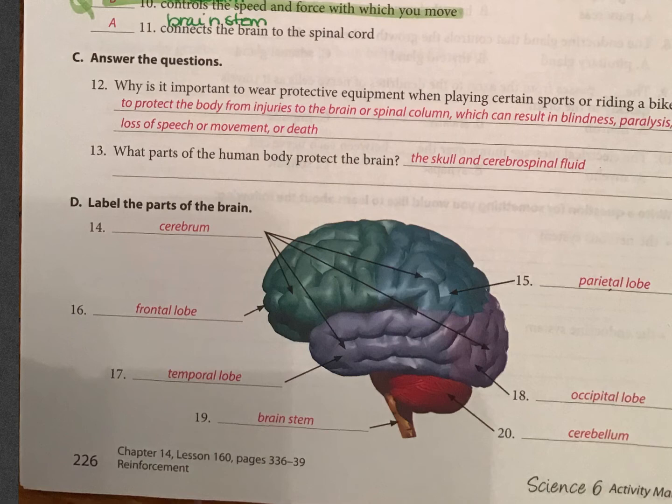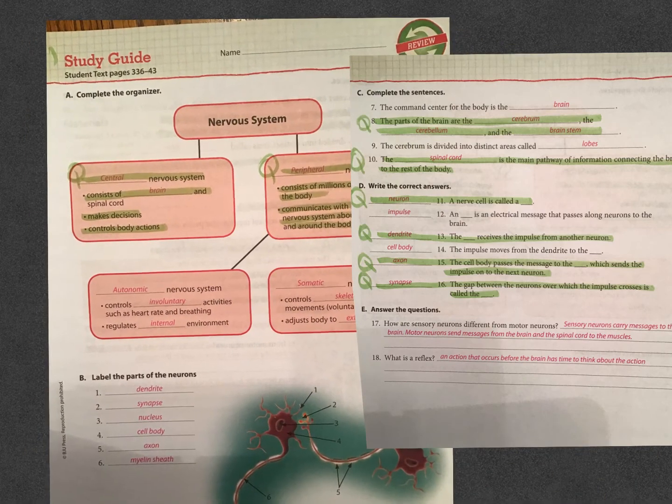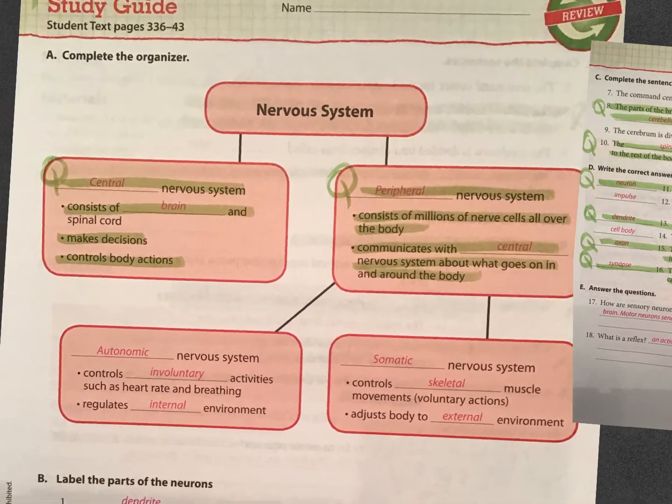If I'm going too fast, you can just pause it and make sure you got everything filled in correctly in your book. All right, so now we have 2 more pages, and the first one we're going to look at is the nervous system page, okay? Let's just move this over. And you see what is highlighted here in the nervous system.